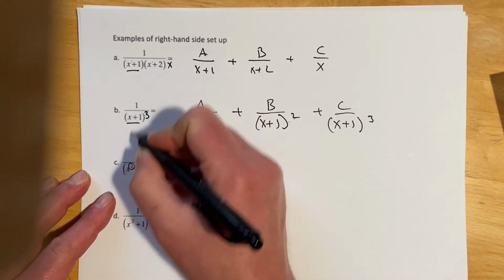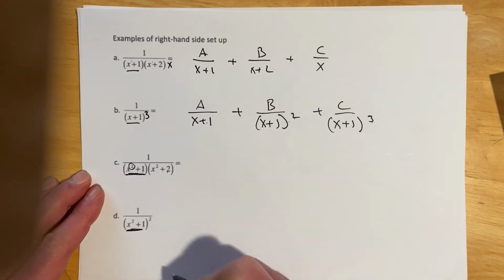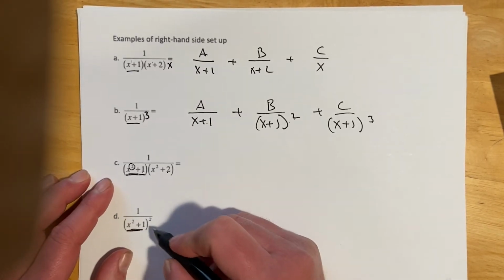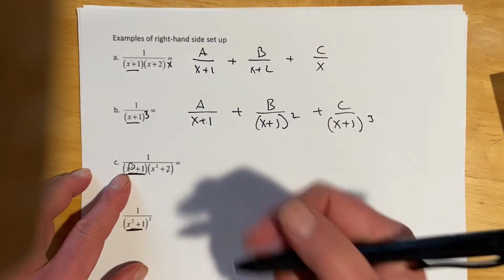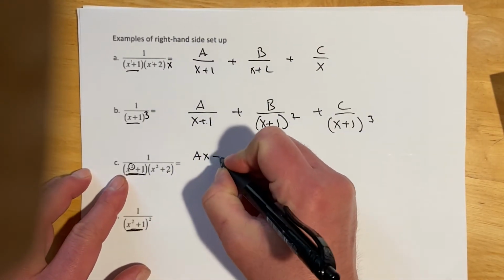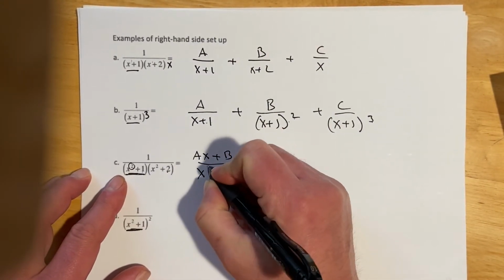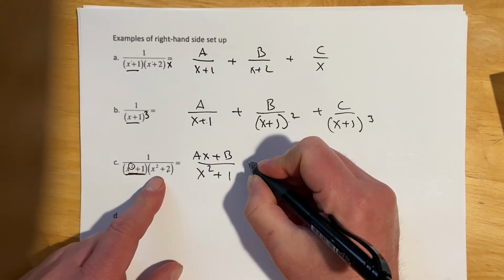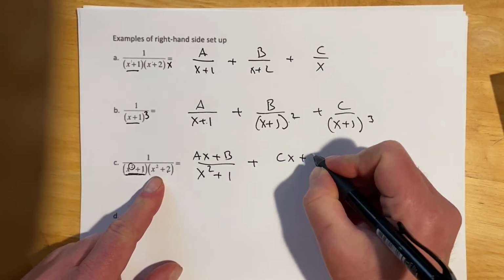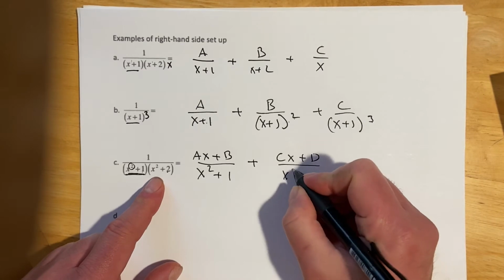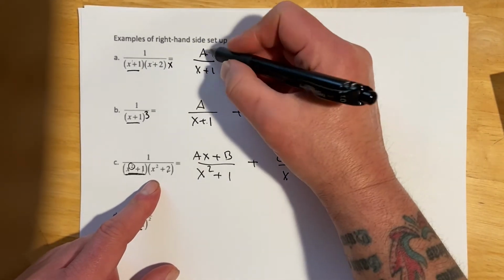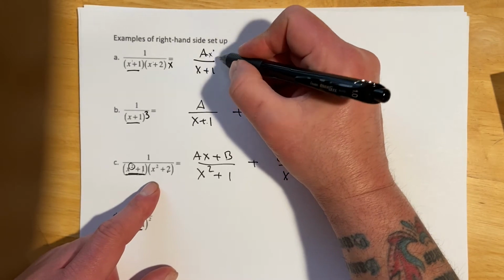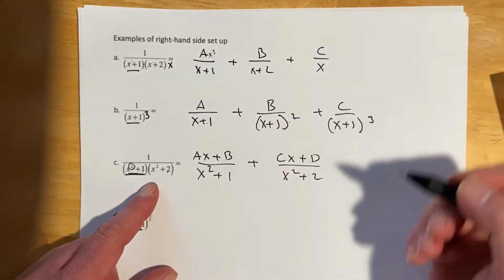So linear, linear, quadratic, quadratic. It's not the square outside that counts, it's the one inside that does. And for quadratic, we set it up under a linear term. So (ax + b)/(x² + 1) + (cx + d)/(x² + 2). Notice we're just setting up proper fractions. So this is like ax to the 0, so it's always 1 degree less than the denominator.